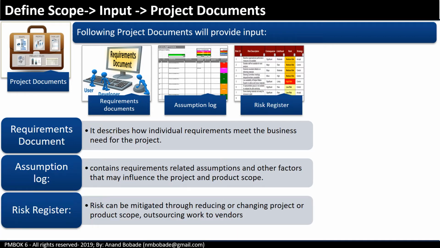Risk register. Certain risks can be mitigated through reducing or changing the project or product scope or by outsourcing work to external vendors. This risk will have impact on defining scope.